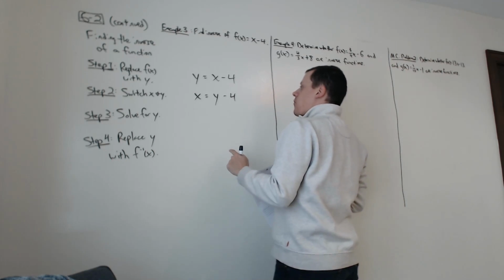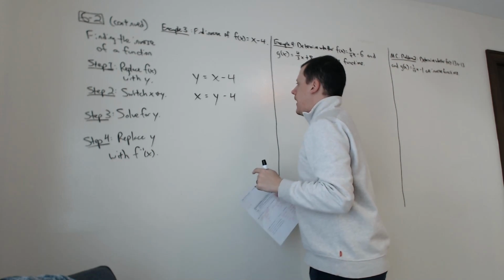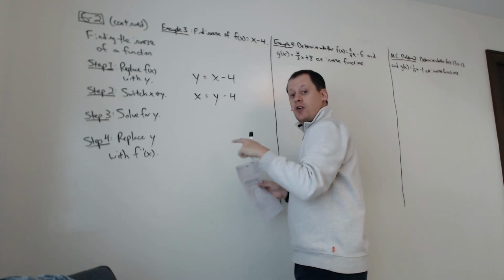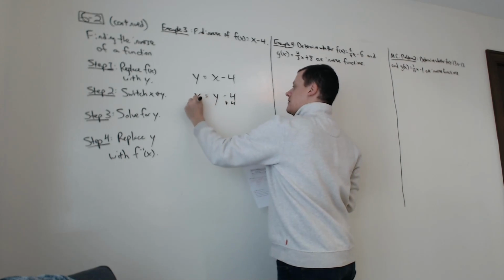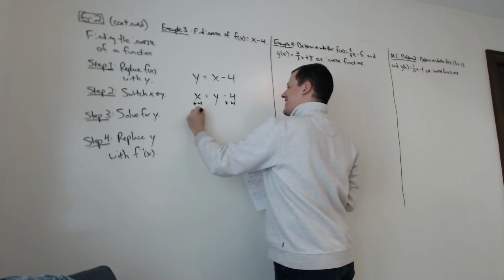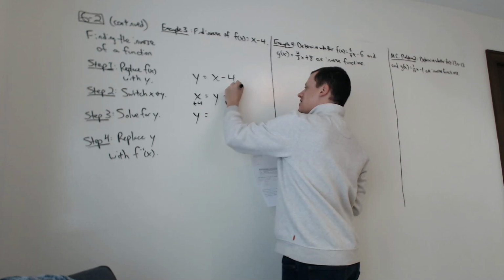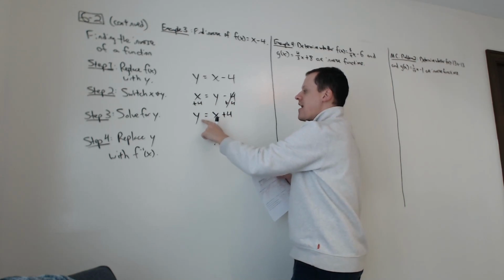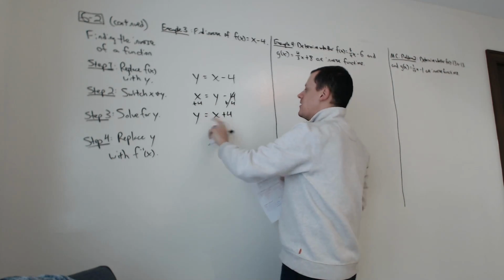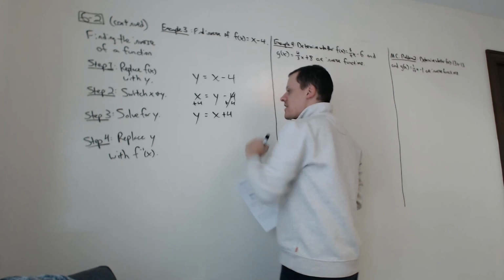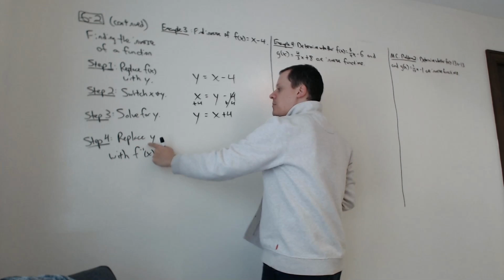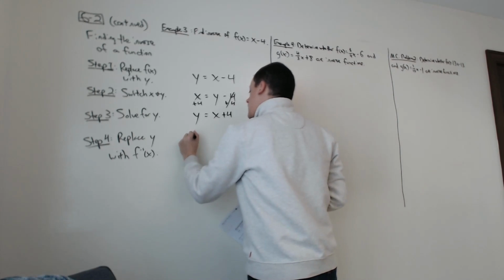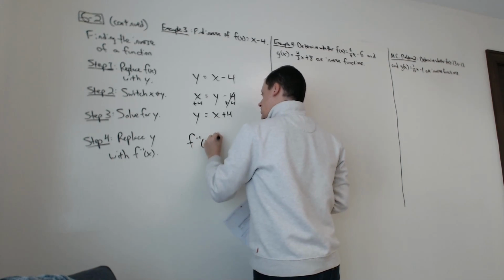Step 3, solve for y. We want this y by itself. All we need to do to get the y by itself on this side is to move this negative 4 over. We add 4 to both sides. So we have y equals, these are going to cancel out, x plus 4. I know it's x plus 4 equals y, but I like my y being on the left side, so I just flip those sides. y equals x plus 4. And the last step is to replace y with f inverse of x, just to show that this is the inverse function.